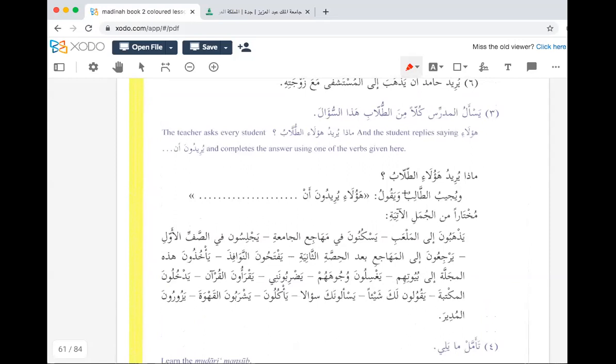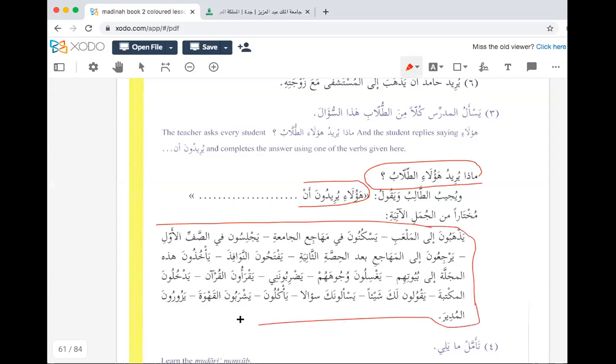يسأل المدرس كلا من الطلاب هذا السؤال. The teacher asks each student, ماذا يريد هؤلاء الطلاب؟ The students answer, هؤلاء الطلاب أو هؤلاء يريدون أن, and then they choose one of these many answers.